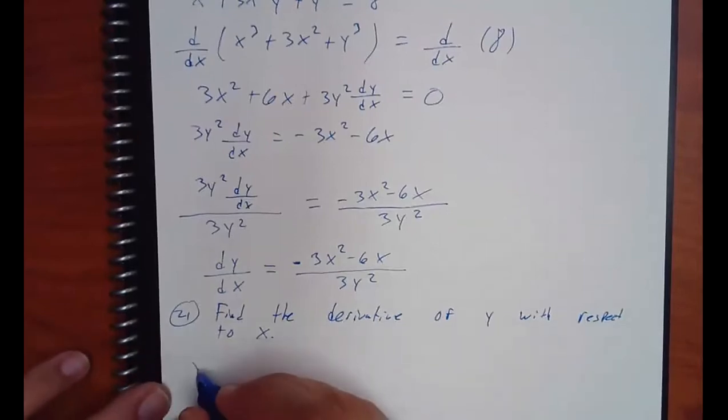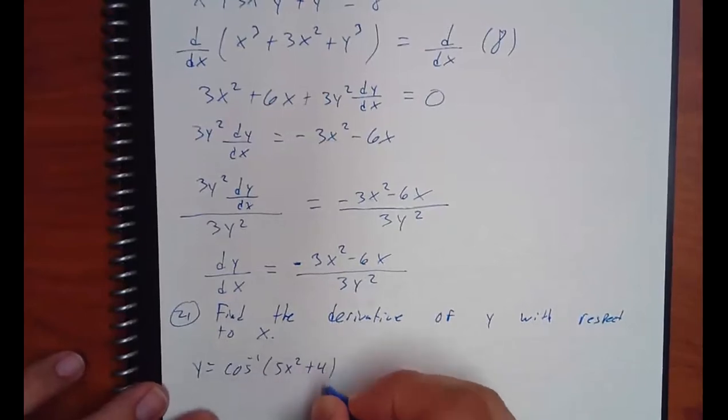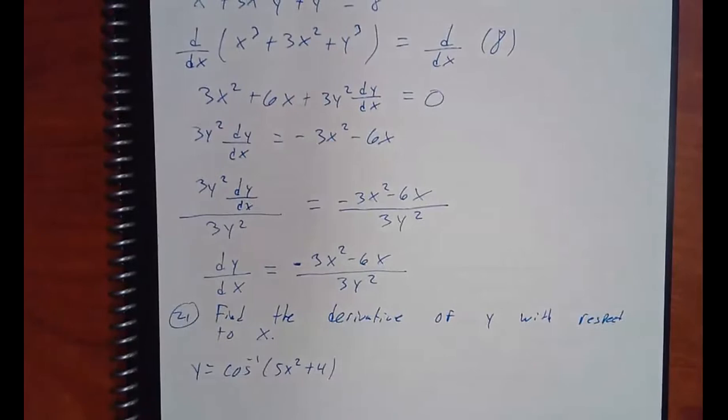Okay, so y equal to cosine inverse of 5x squared plus 4. So you need the inverse cosine or arc cosine formulas. We'll look them up real quick. Inverse trig functions, trig derivatives. I know this one has a negative somewhere. Double check.